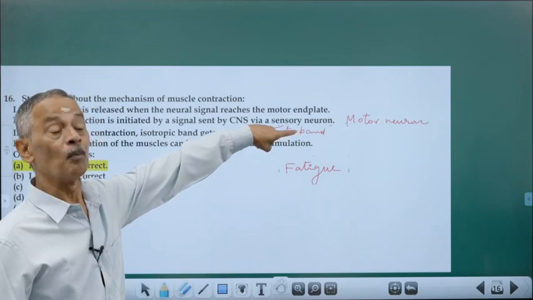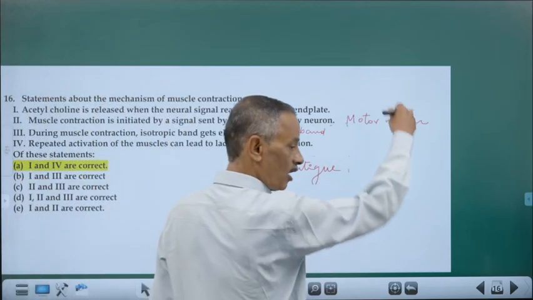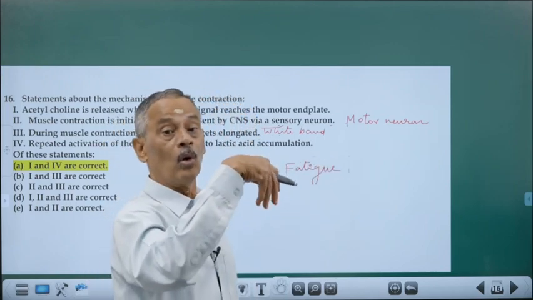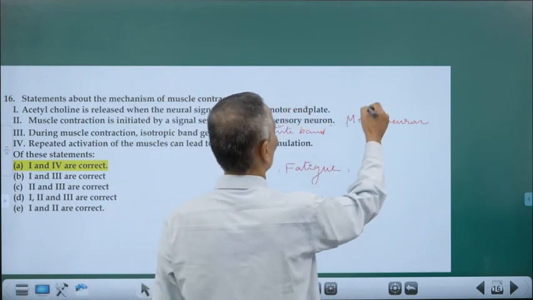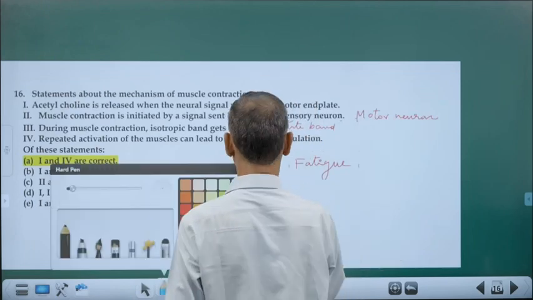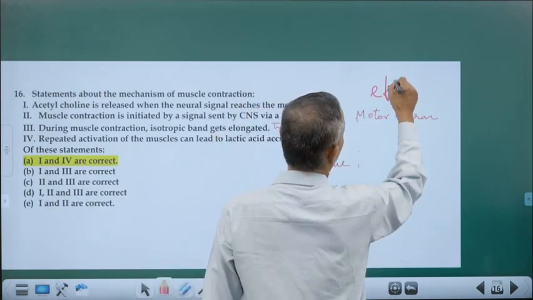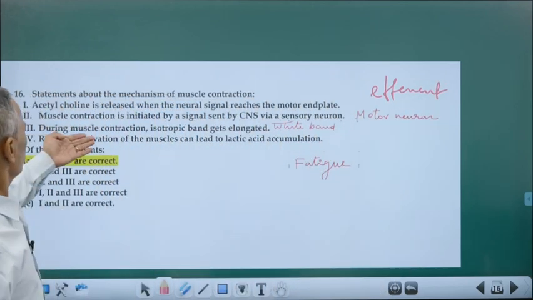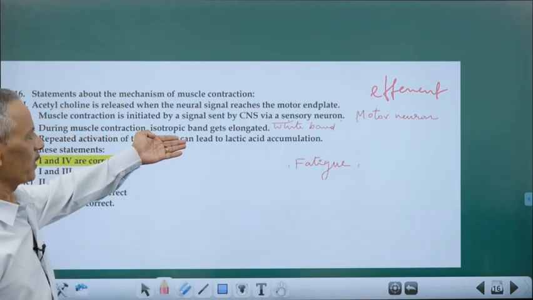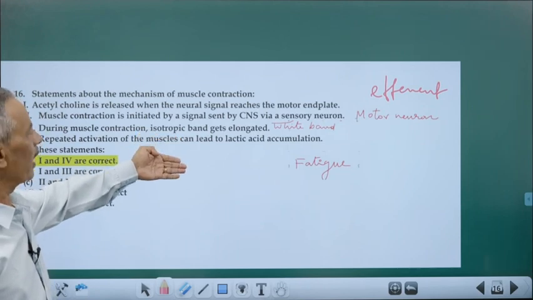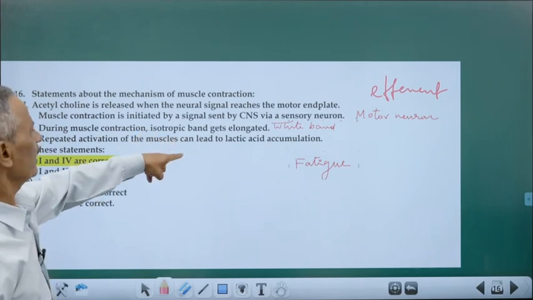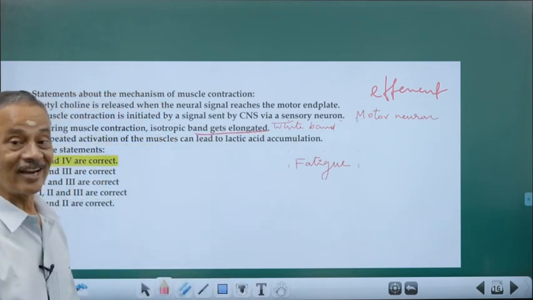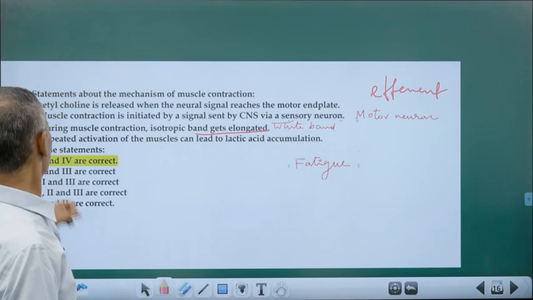Okay. Muscle contraction is initiated by a signal sent by the central nervous system via sensory. No, it is motor. Signals always come through efferent neurons. It is also called efferent or motor neuron. During muscle contraction, isotropic, I band. Isotropic means I band. I band means white band. It gets elongated? No, it is becoming shorter and shorter, completely disappearing.